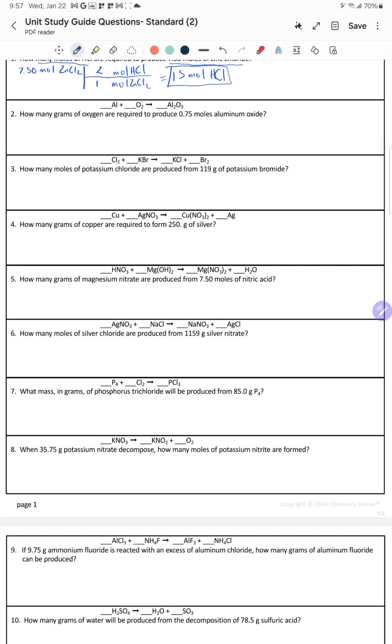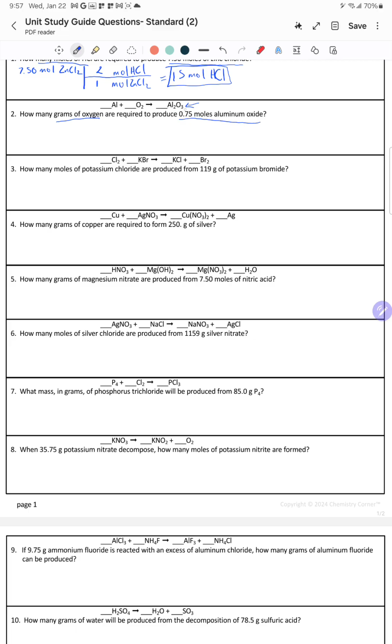How many grams of oxygen are required to produce 7.5 moles of aluminum oxide? So I'm trying to produce 7.5 moles of aluminum oxide, right here. And it's asking me how many grams of oxygen were needed in order to do so. Once again, I'm comparing two different substances, so I need a balanced chemical equation so I have a relationship.